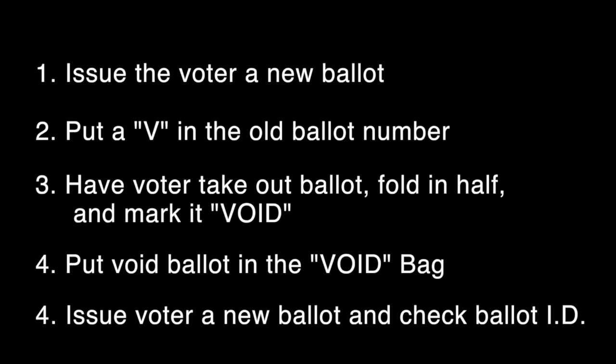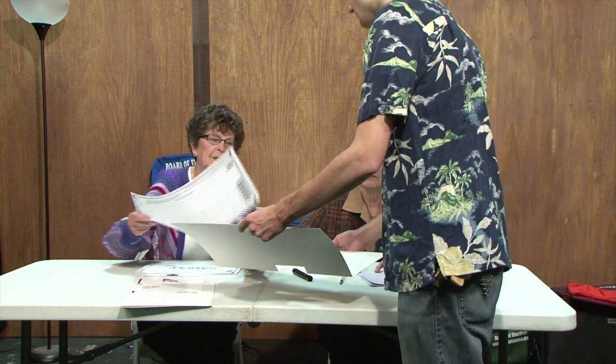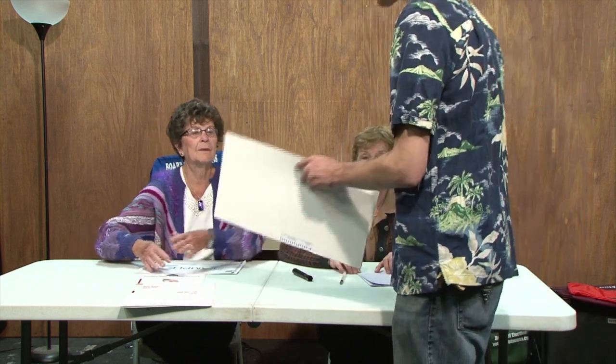First thing we need to do is you take the ballot out and fold it in half. I'm going to mark it void, so it will never be counted, okay? I'll take that. Now, Elaine is going to issue you a new ballot, but first we're going to check the ID. Ballot style 1025. This is your new ballot, Jason. Thank you very much. You're welcome.